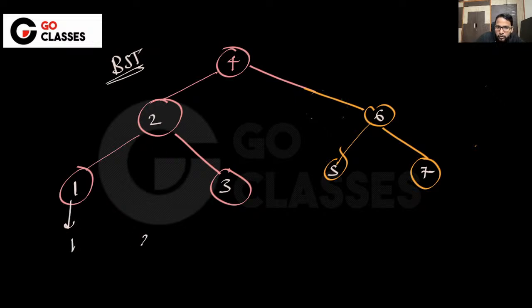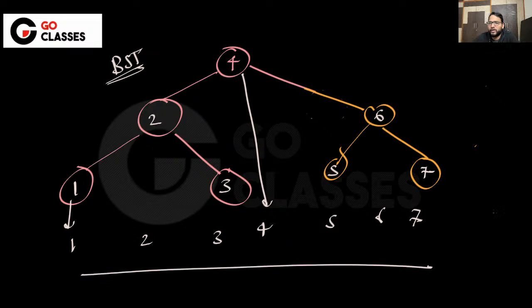This is 1, this is 2, this is 3, see this 3 is on the left, right? This is 4 and then this is 5, this is 6, this is 7. Isn't it sorted? This has to be sorted, right? So basically you can definitely find the inorder like this.